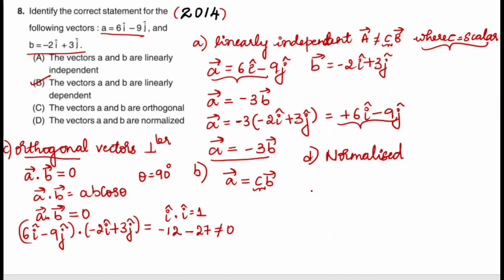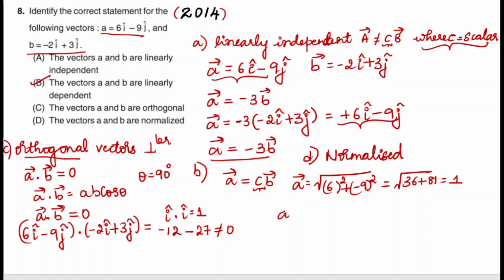Let us find the magnitude of a vector itself. The magnitude of a vector itself means a vector dot a vector, or the square root of 6 square plus minus 9 whole square. So this is the way to find the magnitude of a vector, right? So 6 sixes are 36 plus 9 nines are 81. Now we are not getting the value to be 1.